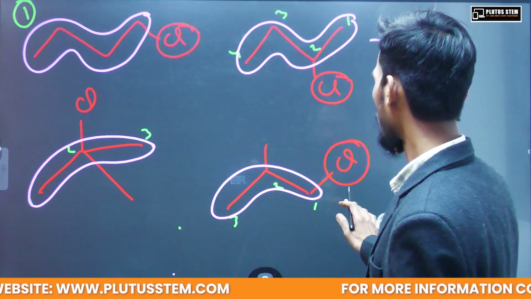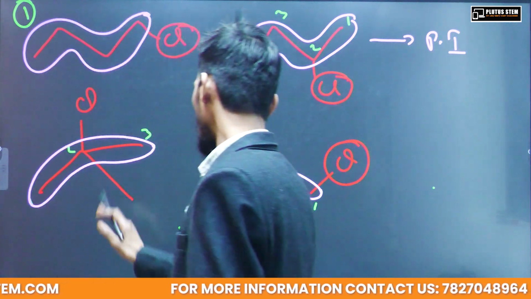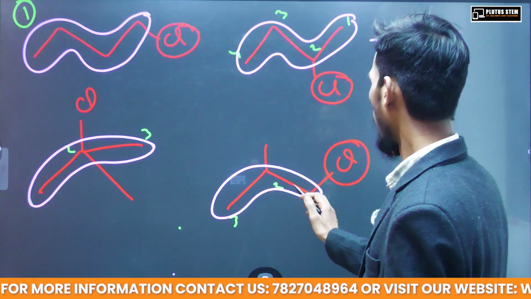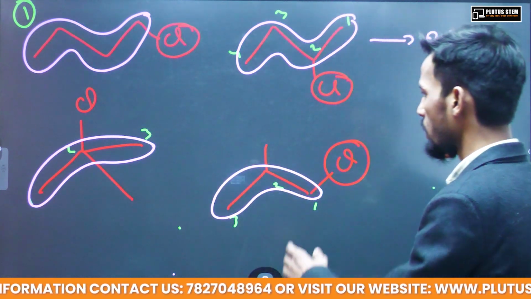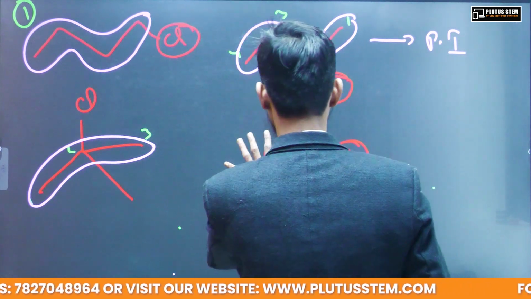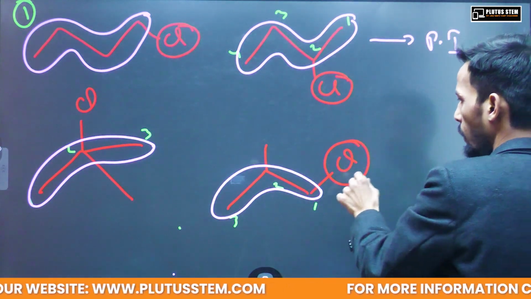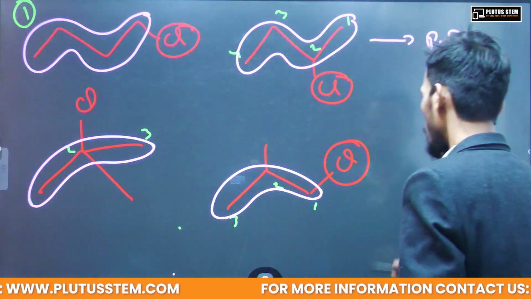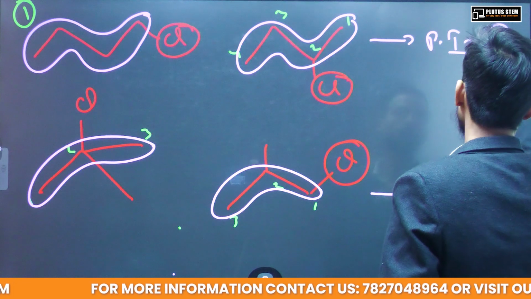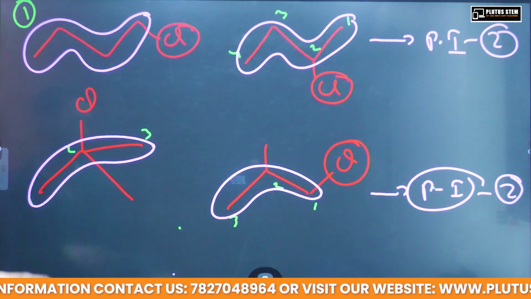The main chain is propane, and this is also propane. So in these two, Cl is at the second position. The whole moiety is the same, only the Cl position is changing, at this center and at that center. So we can say these two are position isomers. Two position isomers upside and two position isomers over there. Total 4 position isomers are there.